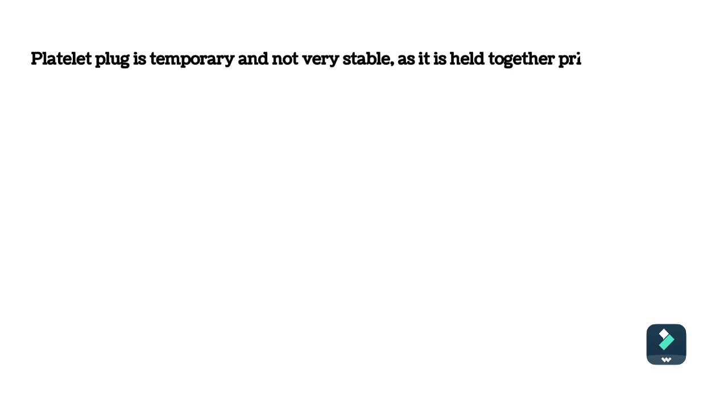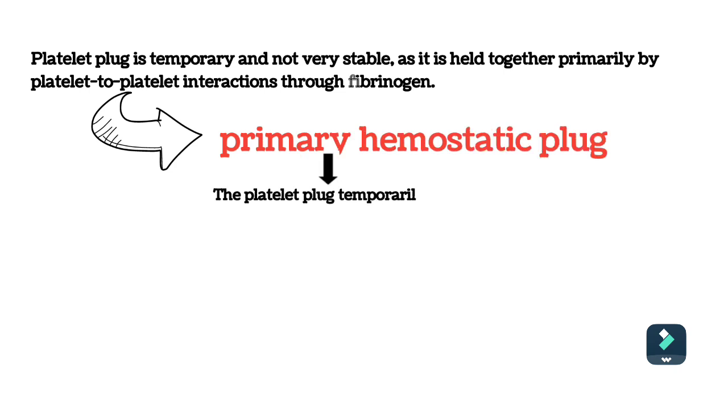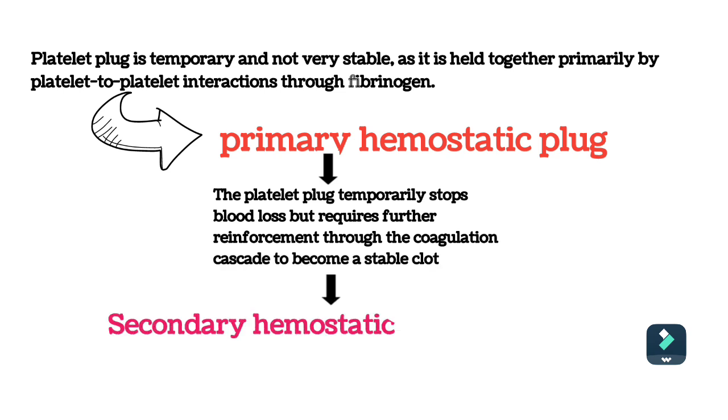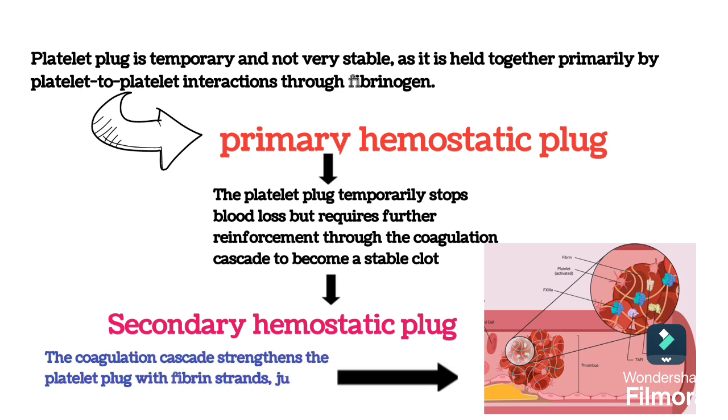The platelet plug is temporary and not very stable, as it is primarily held together by platelet-to-platelet interactions through fibrinogen. This is called the primary hemostatic plug. The platelet plug temporarily stops blood loss, but requires further reinforcement through the coagulation cascade to become a stable clot, known as the secondary hemostatic plug. The coagulation cascade strengthens the platelet plug with fibrin strands, just like a wire holding objects together.